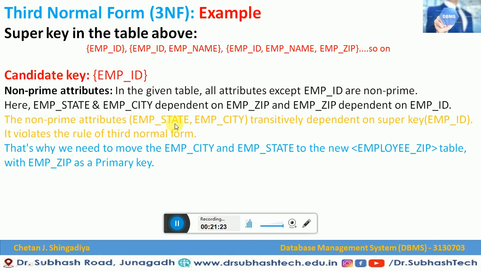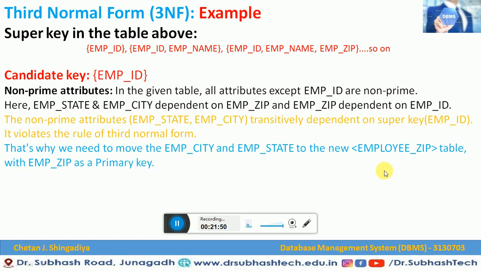Let me explain another parameter of third normal form. The non-prime attributes employee state and employee city are transitively dependent on the super key, employee ID. I already explained that, and it is a violation of the rule of third normal form. That is why we need to move employee city and employee state to a new table called the employee zip table, with employee zip as the primary key.